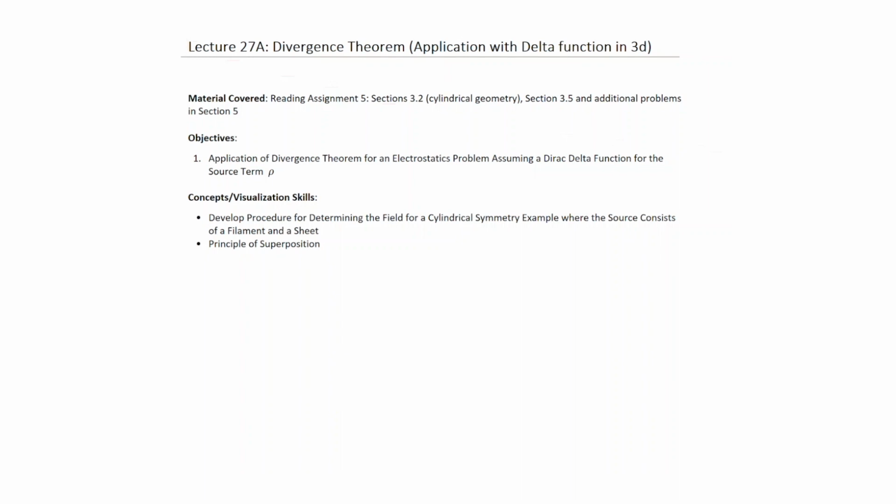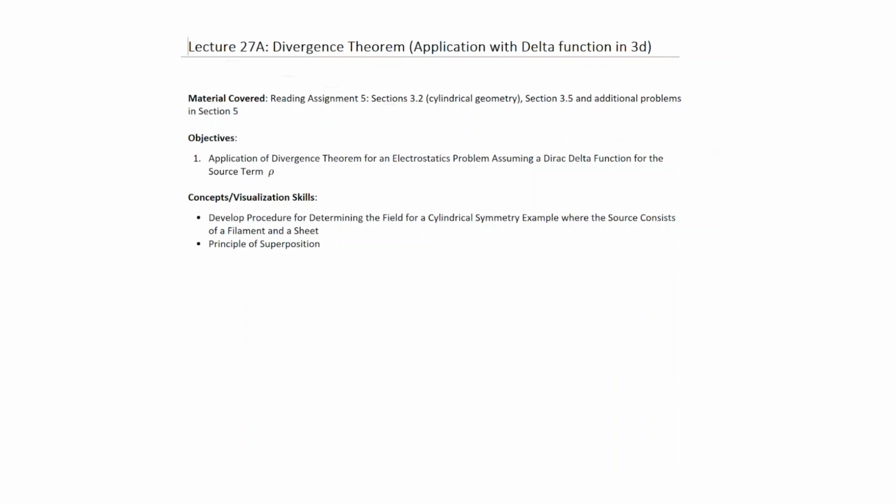So the material for this lecture comes from reading Assignment 5. Sections 3.2, which is dealing with cylindrical geometry, and section 3.5 and additional problems in section 5 that deal with Dirac delta functions. So the objectives for this particular lecture are the application of the divergence theorem for an electrostatics problem, assuming a Dirac delta function for the source term rho.